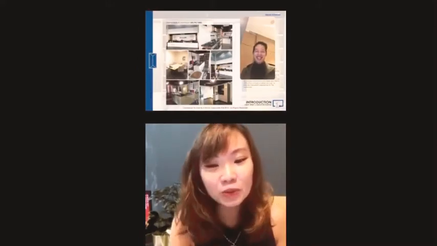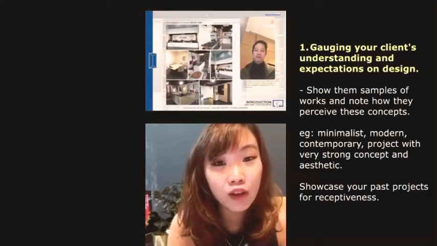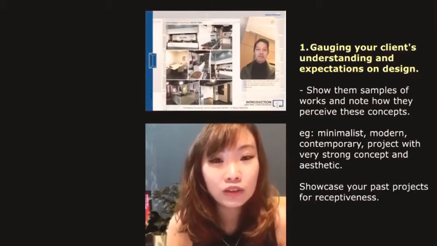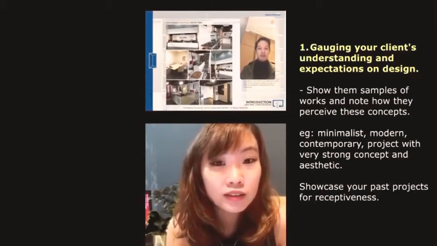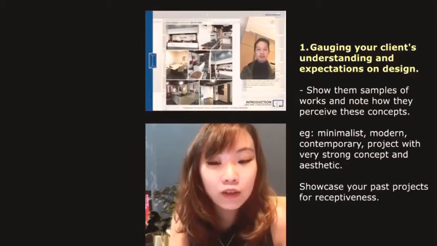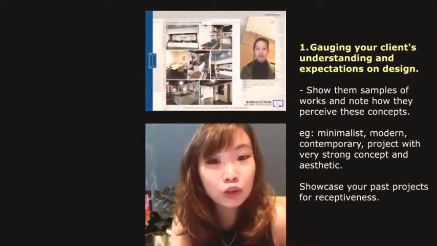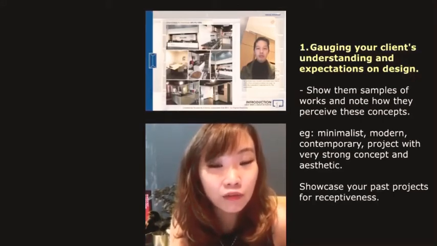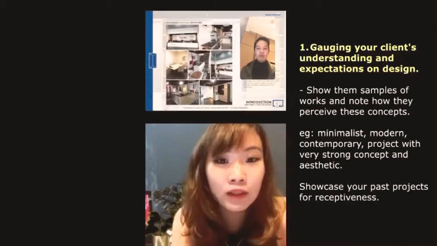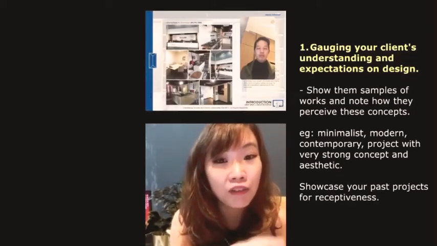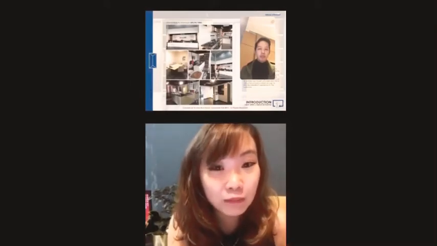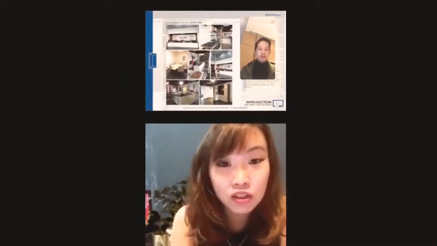So number two, understand the level of acceptance in design approach. By all means, you can show them multiple works, like works of minimalist, maybe modern contemporary, or a project with really strong concept and aesthetic. For example, Nyonya Peranakan, or English Cottage. These are all very flavorful concepts. Just show them and understand whether they can accept it or not, and what they like about the images that you show them.